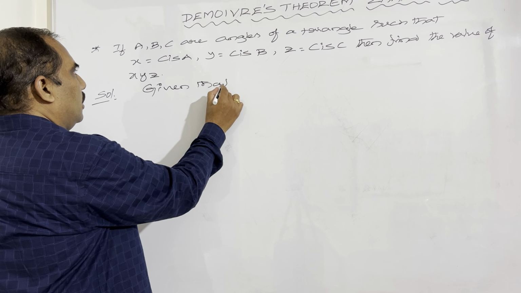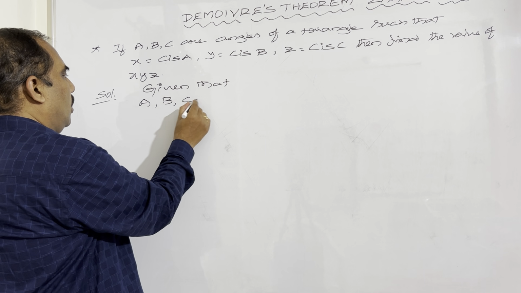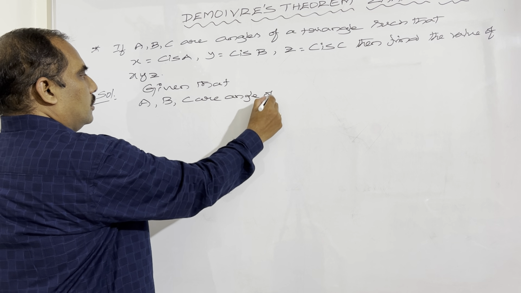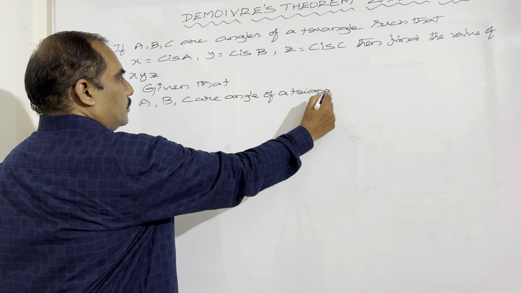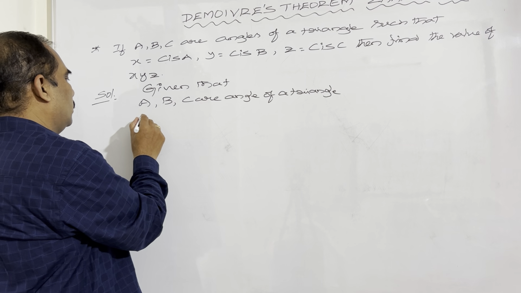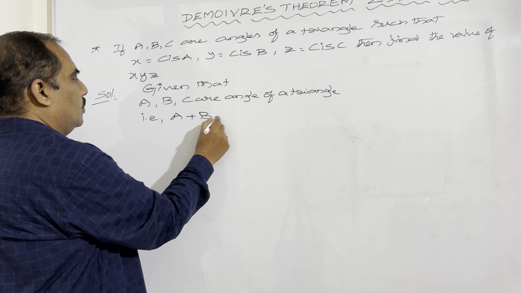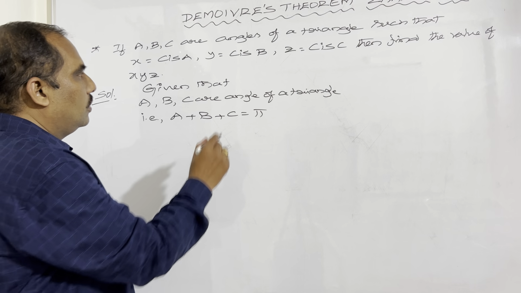See here what is given. A, B, C are angles of a triangle. We know that the sum of the angles in a triangle is equal to 180 degrees. So A plus B plus C is equal to pi. This is 180. A plus B plus C is equal to pi.